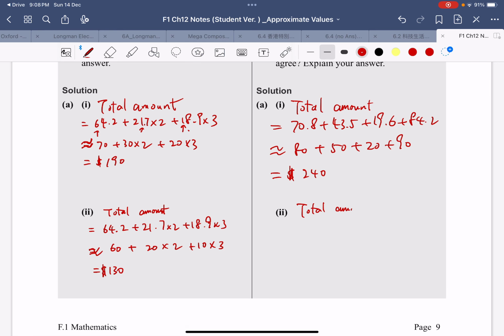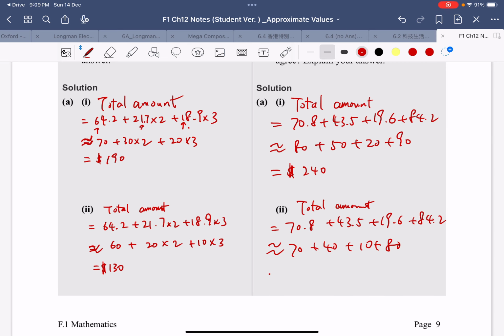Total amount, copy again, approximately equal to, round down, right, equals to 200.